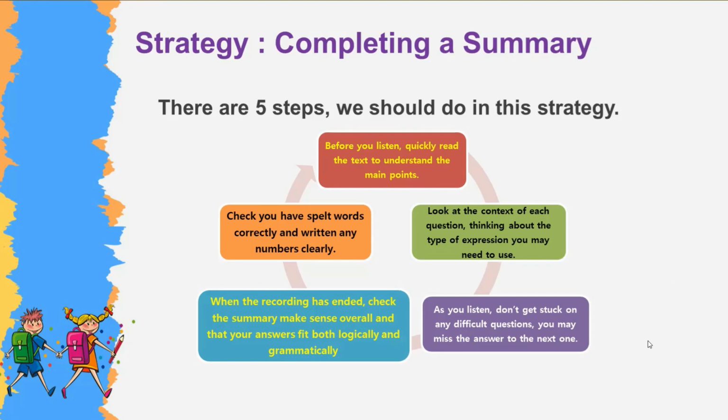And then to come to the green one, look at the context of each question, thinking about the type of expression you may need to use. Okay, continue to the gray one. As you listen, while the audio is played, don't get stuck on any difficult questions. You may miss the answer to the next one, so go on, don't stop.